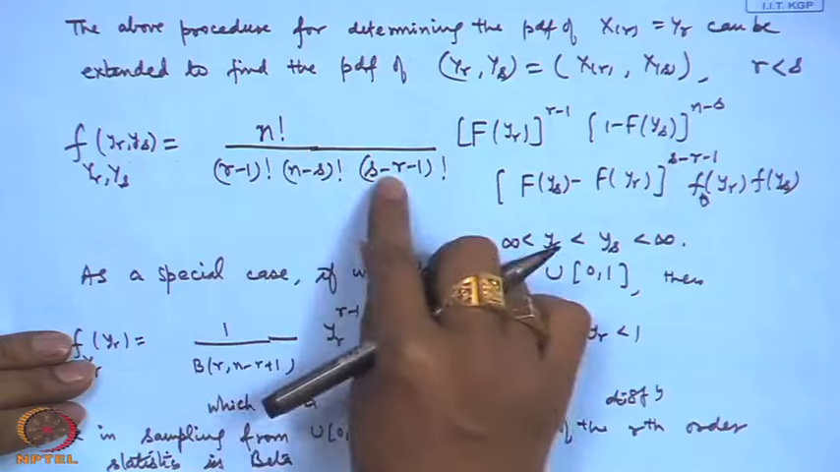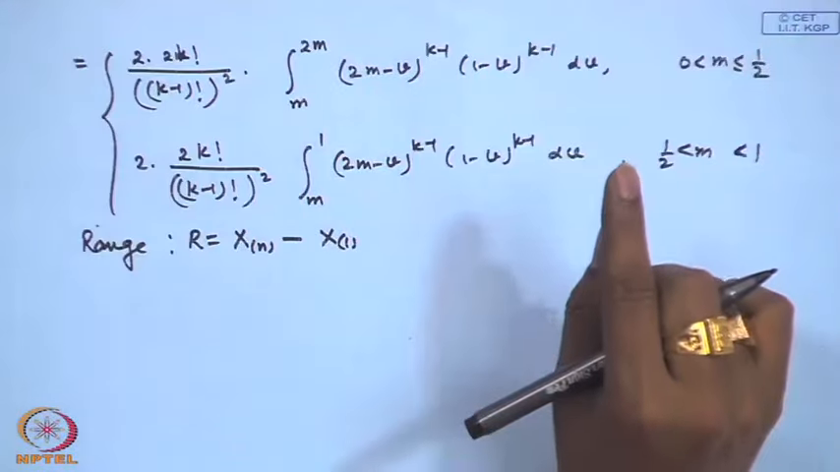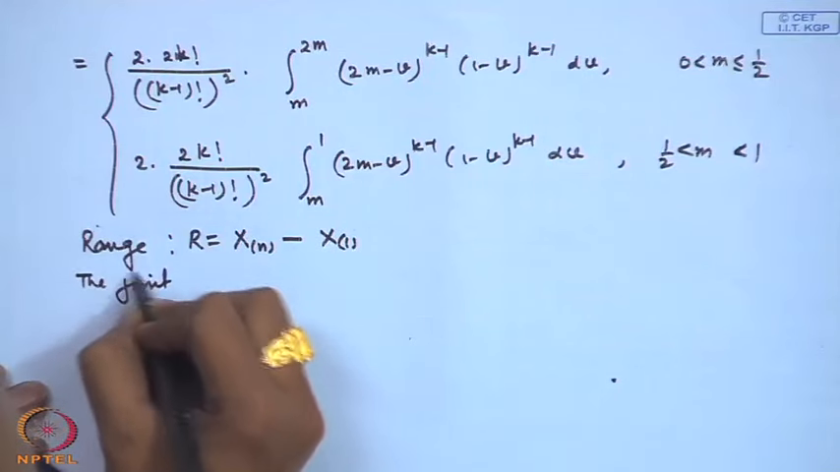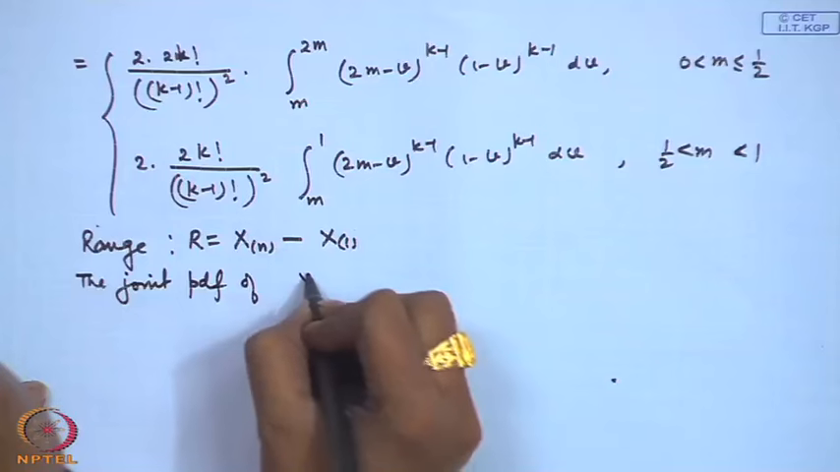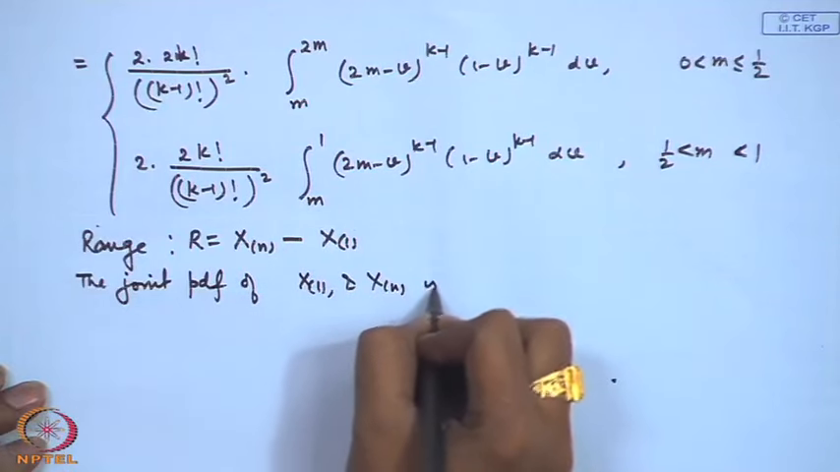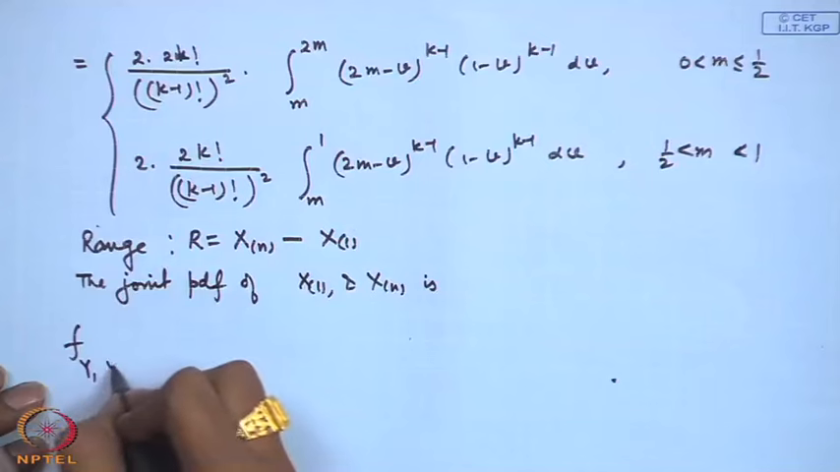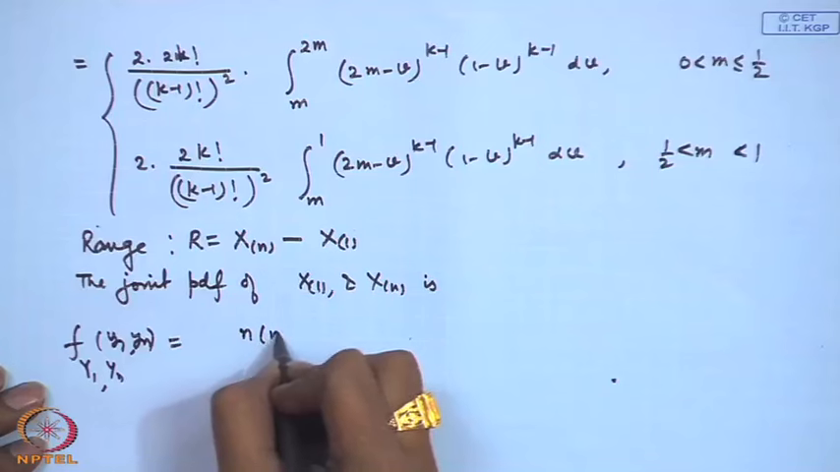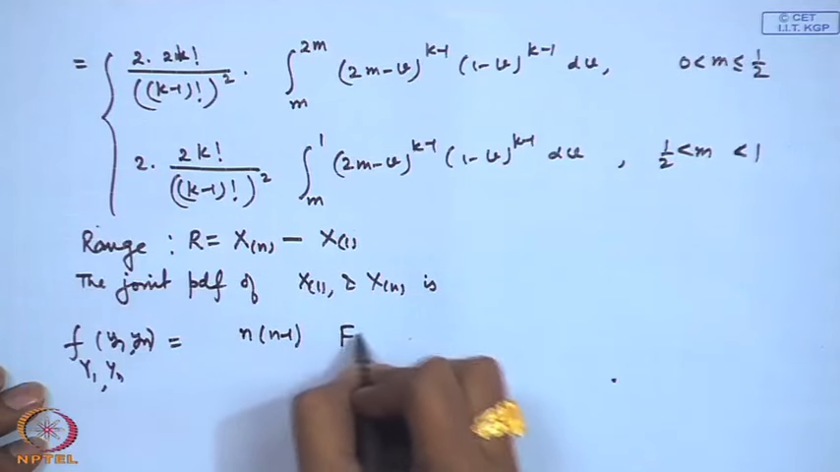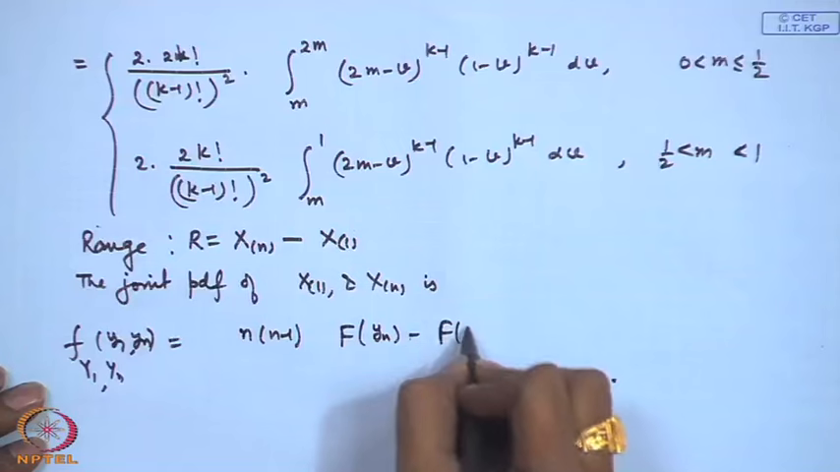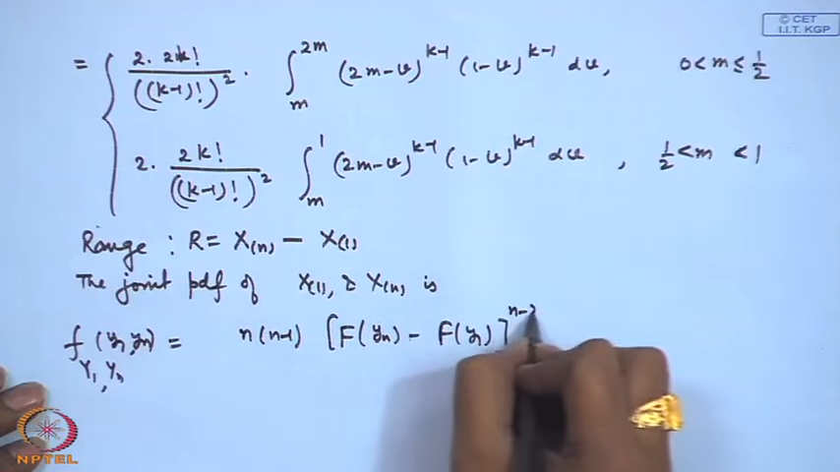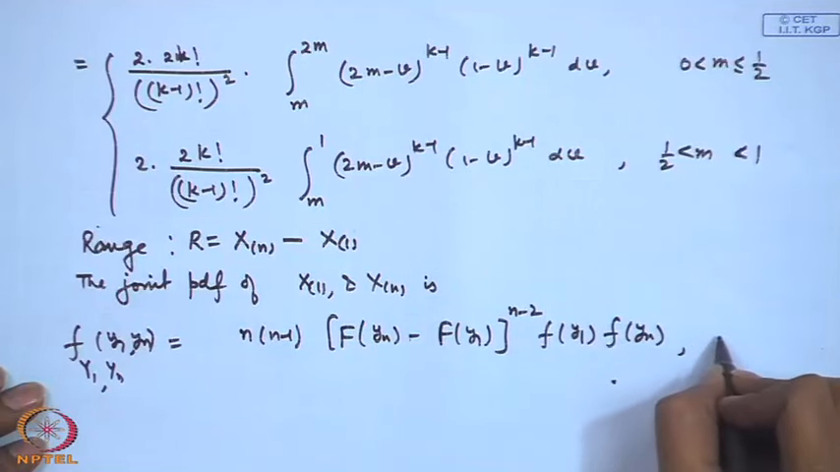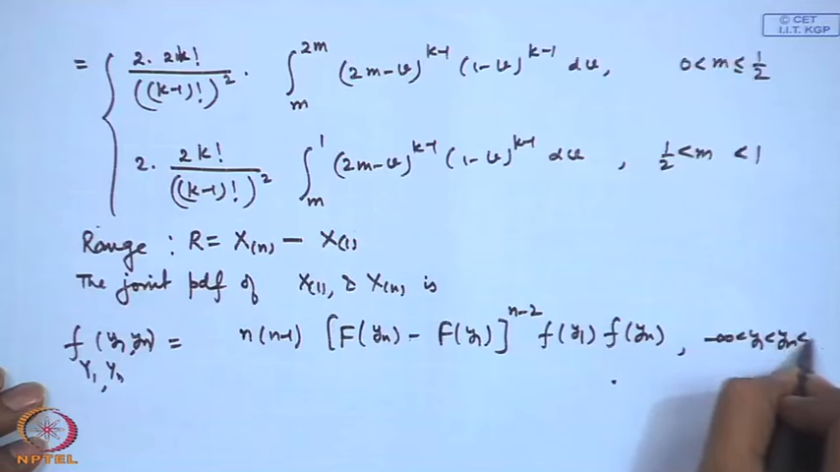So, this term can be simplified and then we can write this in a closed form as the joint probability density function of X_1 and X_n, that is equal to n into n minus 1 times F of y_n minus F of y_1 to the power n minus 2, times f of y_1 into f of y_n, and certainly you will have that y_1 is less than y_n.